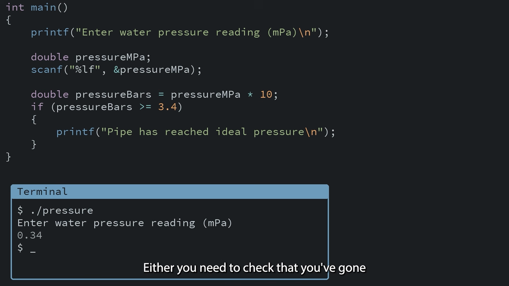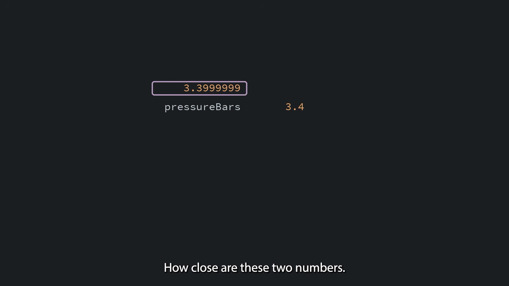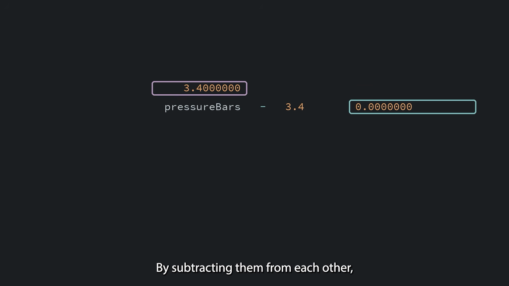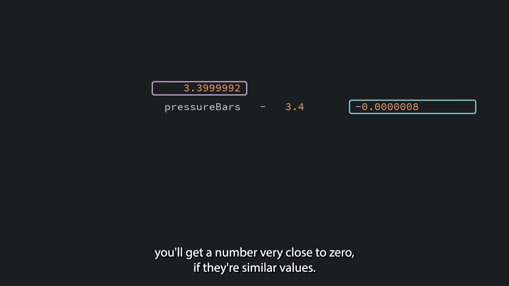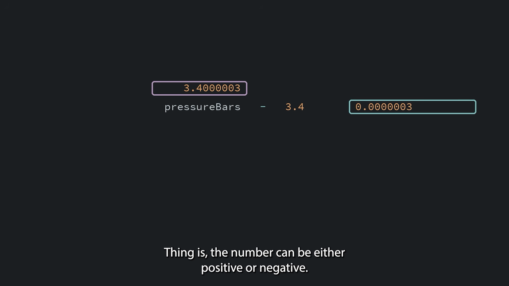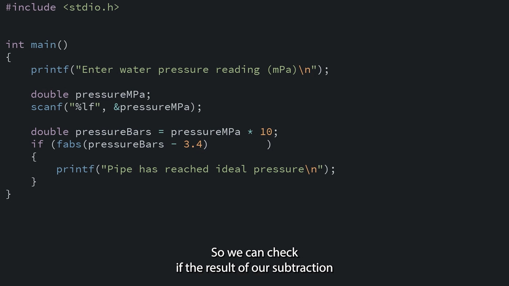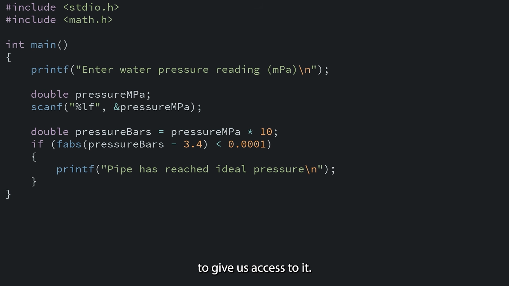Either you need to check that you've gone past the number you care about, or what you need to do is check how close these two numbers are. By subtracting them from each other, you'll get a number very close to 0 if they're similar values. And then you can check for that. The thing is, the number can be either positive or negative, so to make things easier, we typically wrap it in fabs, which stands for floating point absolute value, which just means it removes the negative sign for us. So we can check if the result of our subtraction is below some reasonably small threshold. Also, to use fabs, we need to add this include line to give us access to it.